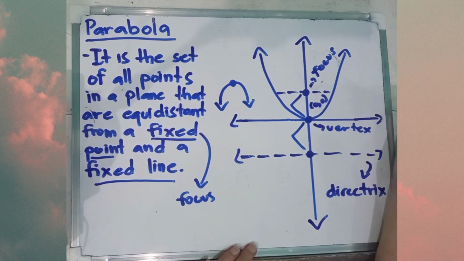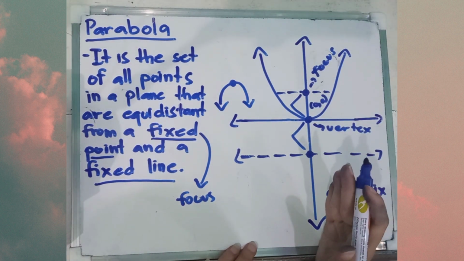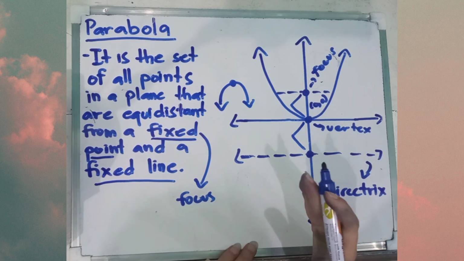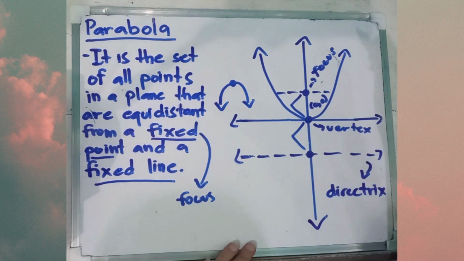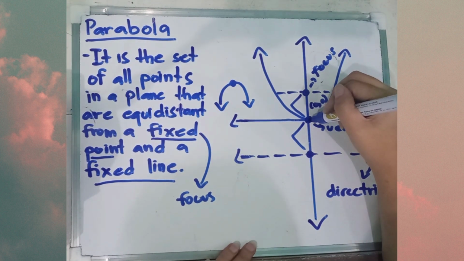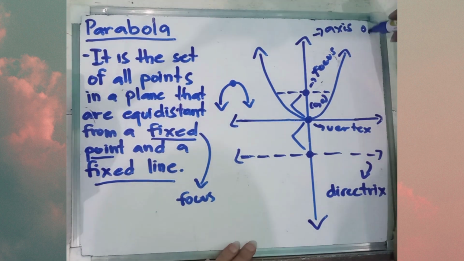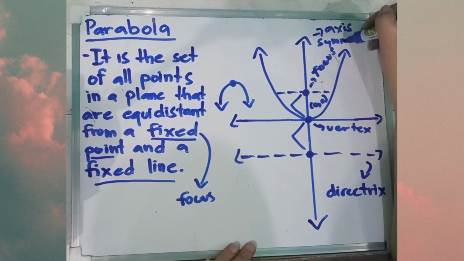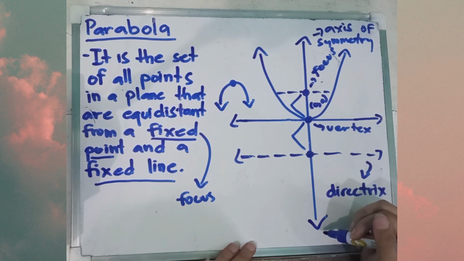Next, we have what we call the axis of symmetry. The axis of symmetry is a line. From the word symmetry, it divides our parabola into two equal parts, so it looks like a mirror image of the other side. In this case, since the vertex is at the origin, it so happens that our axis of symmetry, let me write that down, axis of symmetry, is the y-axis.